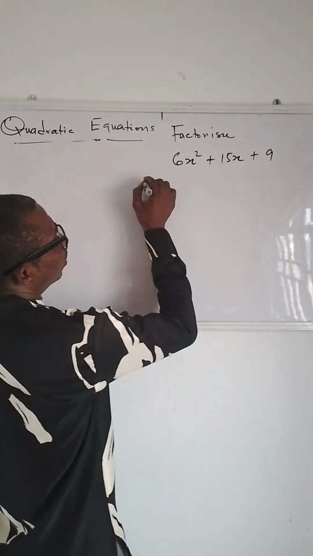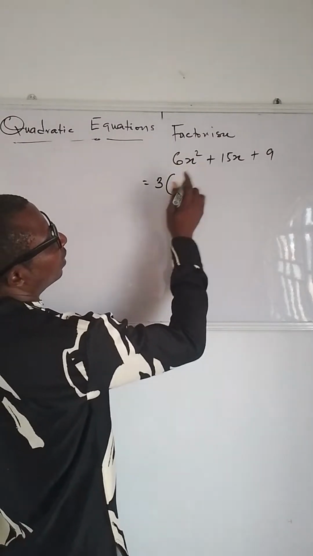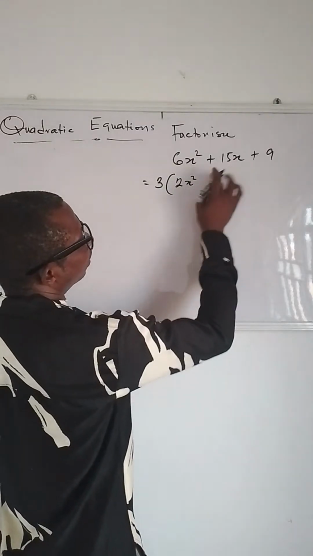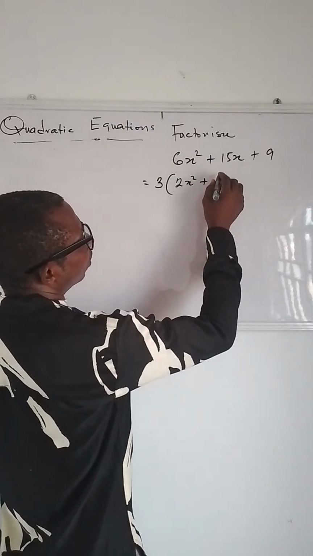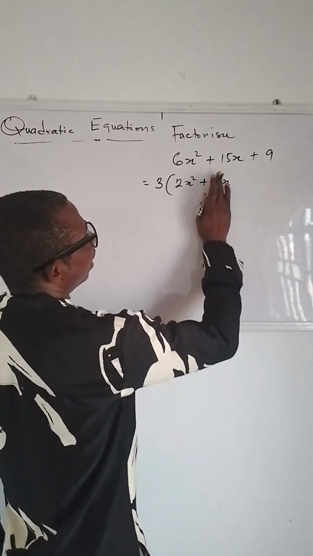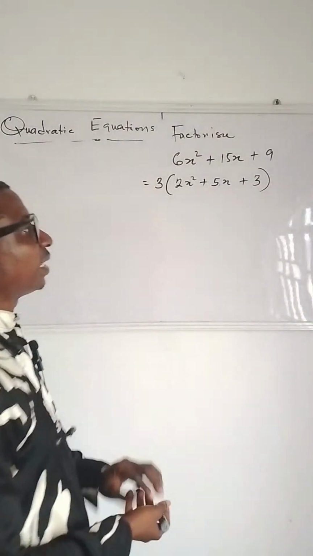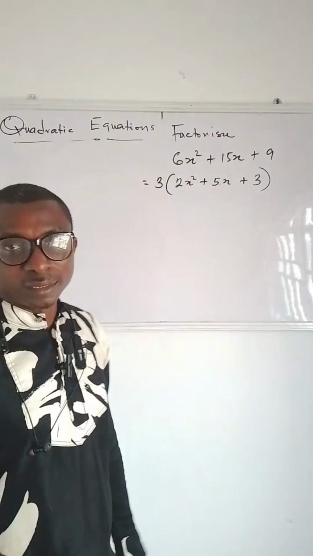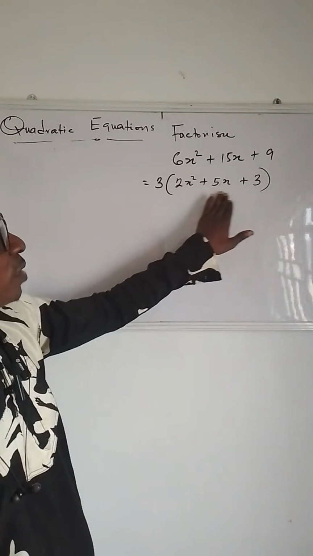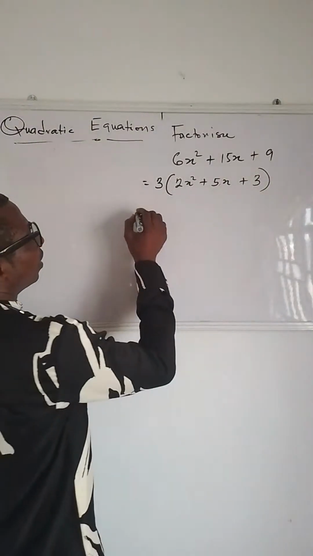So I can write this expression as 3 factorial 3. I divide this by 3, so I have 2x squared. Divide this by 3, I have plus 5x. Divide this by 3, I have plus 3. What I still have in the bracket is a quadratic expression. So now I will just factorize what we have inside, and I will leave this 3 outside here. So now let's do that. I have 3.